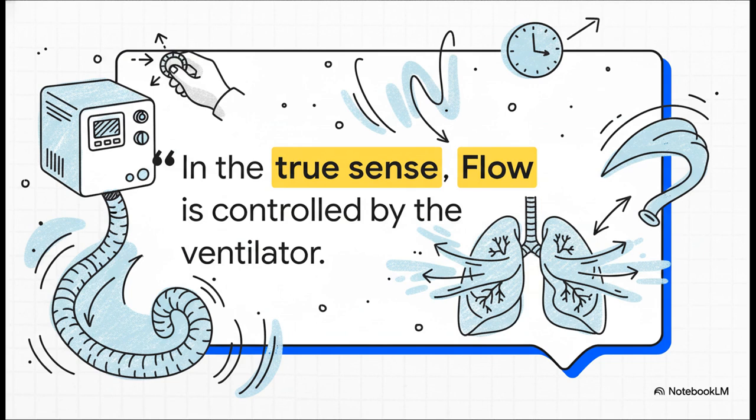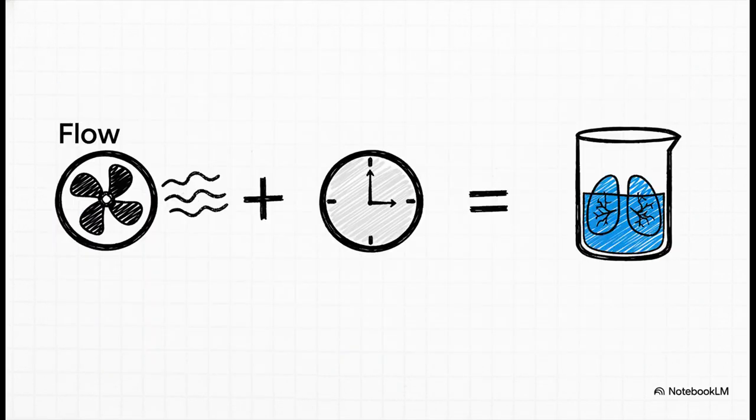In the true sense, flow is controlled by the ventilator. That's the one thing the machine is grabbing onto and directly manipulating. So if you're going to take just one thing away from our chat today, let it be this. Volume is the result. Flow is the action. Ventilators don't really push a volume. They manage a flow rate over a set period of time to achieve a target volume. It's a subtle distinction, but it's a really fundamental one.